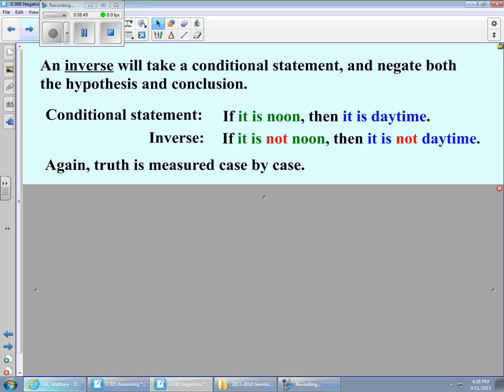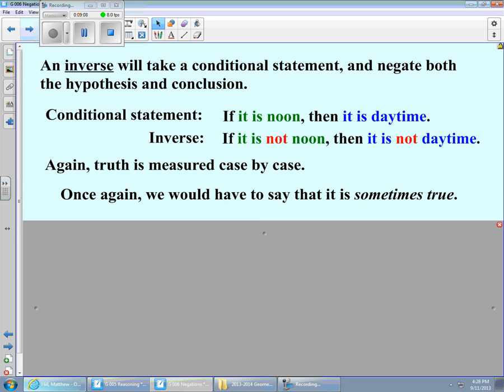But 6 hours from now, it's going to be nearly 10:30. At 10:30, is that going to be not noon? It's absolutely not noon at 10:30, and at 10:30 it is definitely not going to be daytime. So there are instances where it is true. So we can see where it might be false, we can see where it might be true. So once again, the statement that we're making about the inverse in this case is that it is sometimes true. And once again, you don't just fall into the trap of thinking inverses are always going to be sometimes true. It just depends upon the problem.